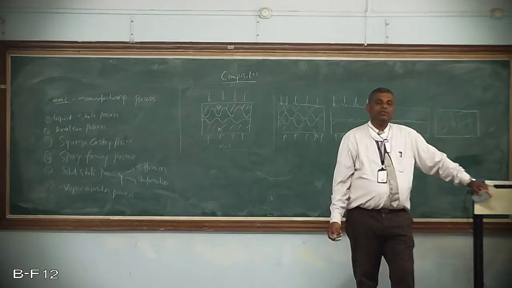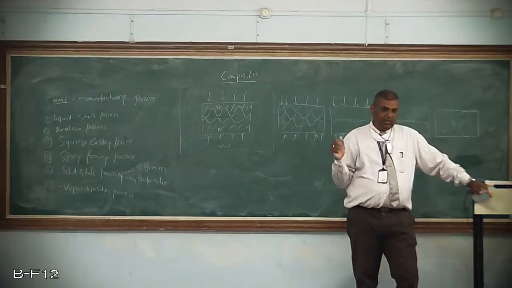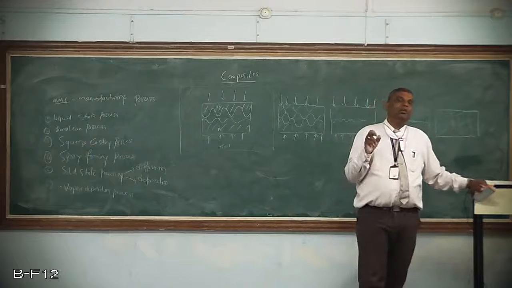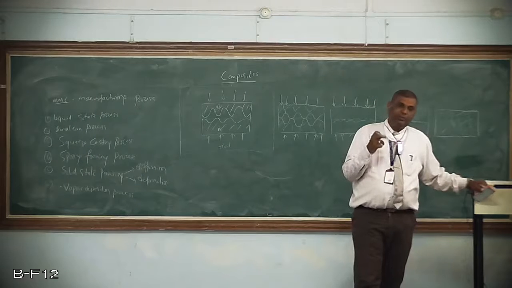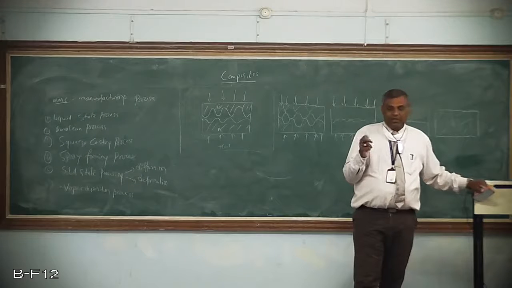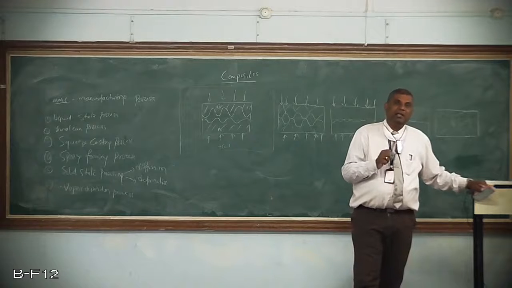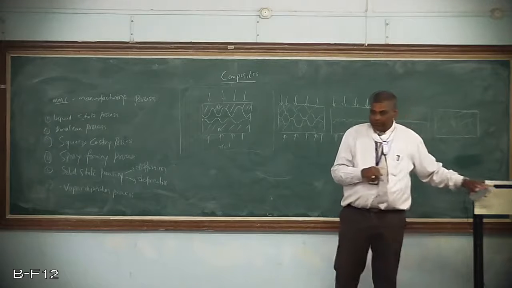So then what has to be done next? So then this process will give the advantage of combining two dissimilar metals also. For example, aluminium and copper, copper and titanium, steel and iron, steel and titanium, all those things can be combined here.